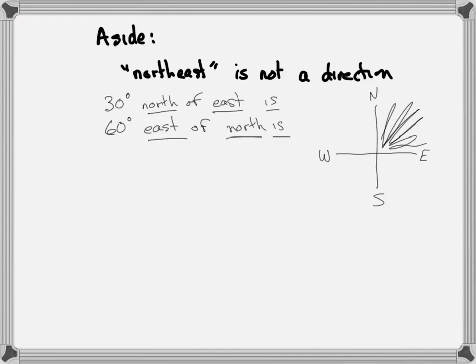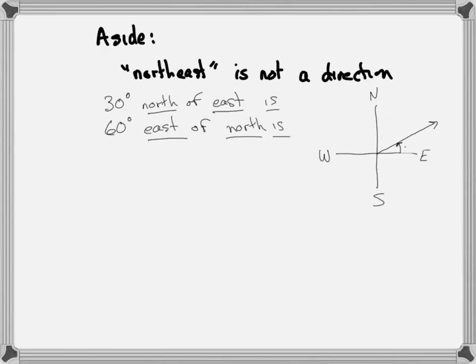Because we can just take our compass and measure up 30 degrees north of the east direction, right? I'm going north of the east direction. And so that gives me 30 degrees north of east. That is a direction. I can go any angle.